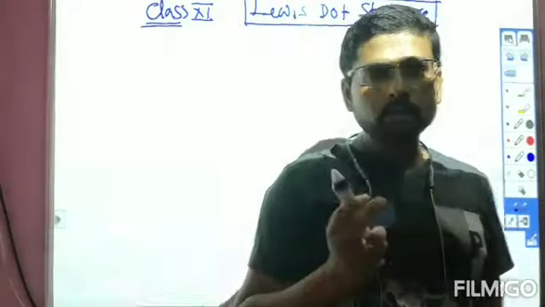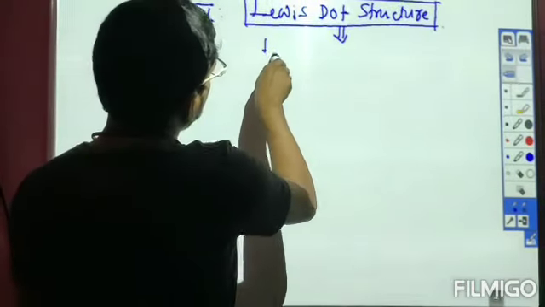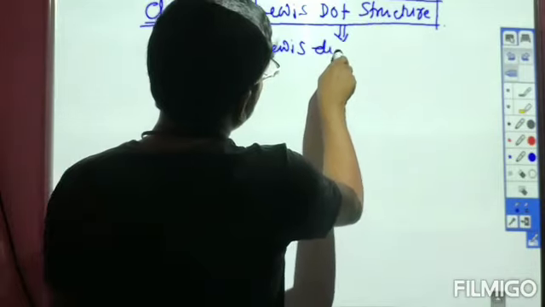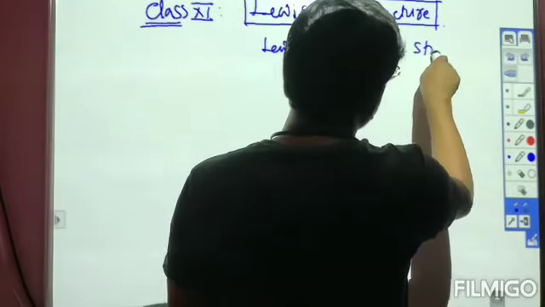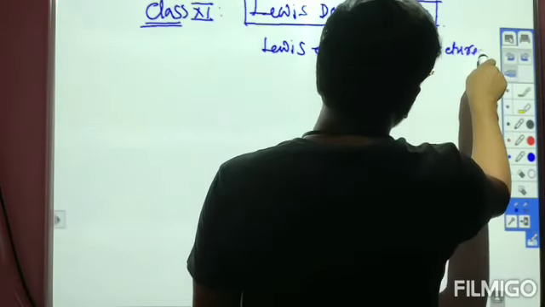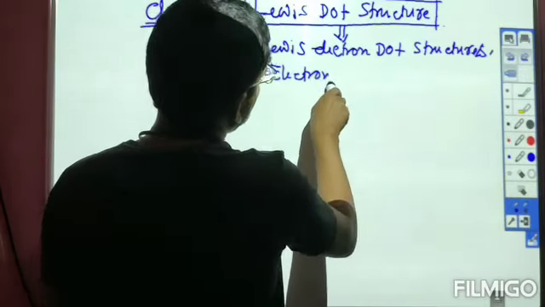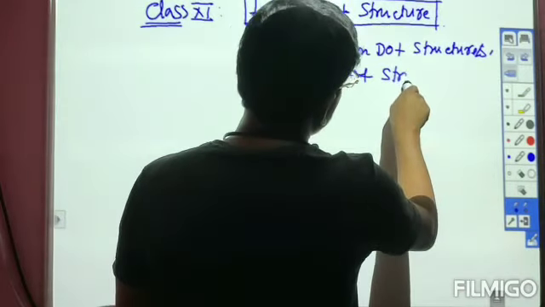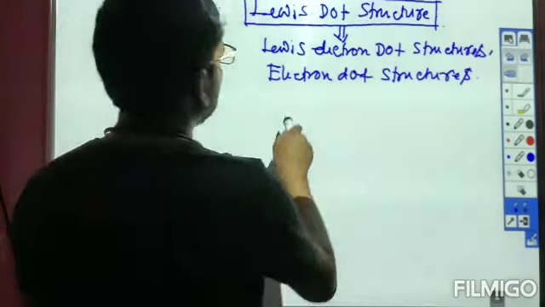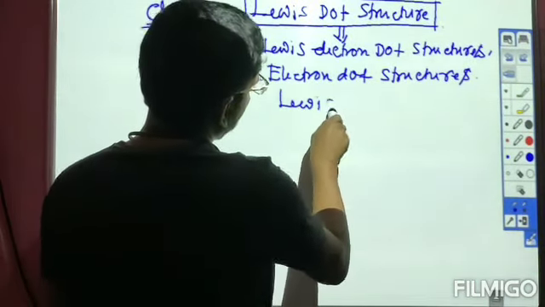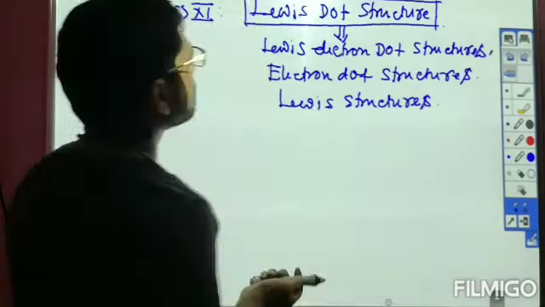Okay, today I am going to discuss the Lewis dot structure. It is also known as the Lewis electron dot structure, electron dot structure, or Lewis structures.